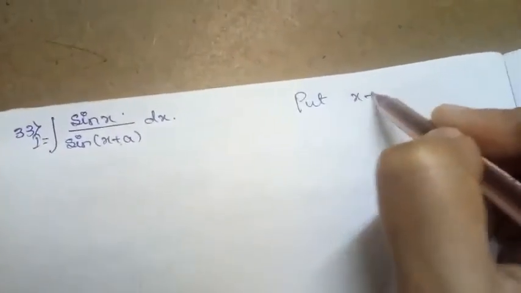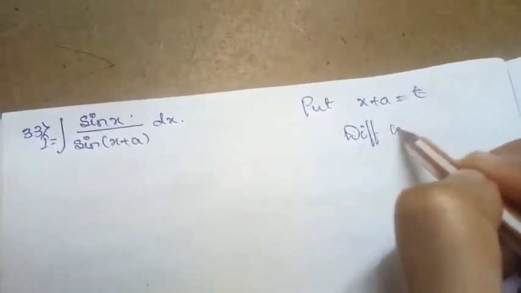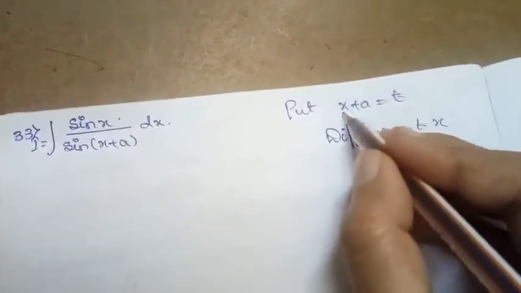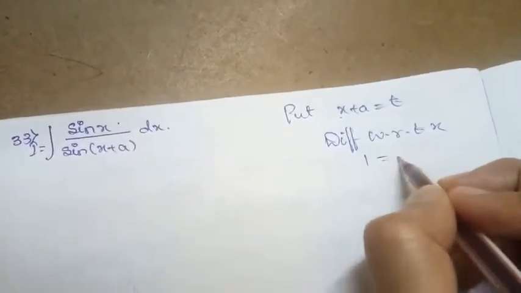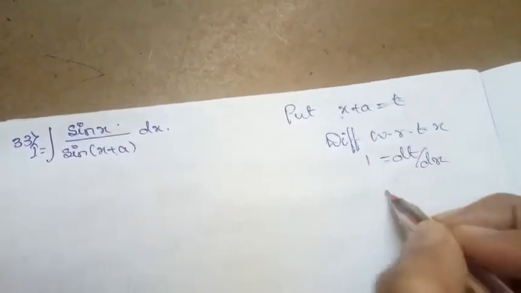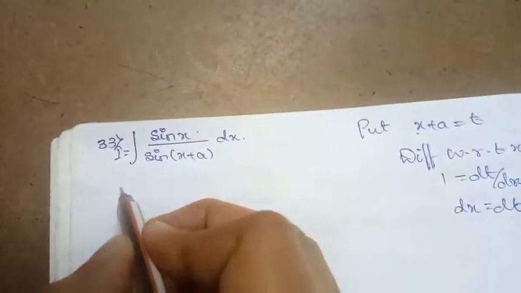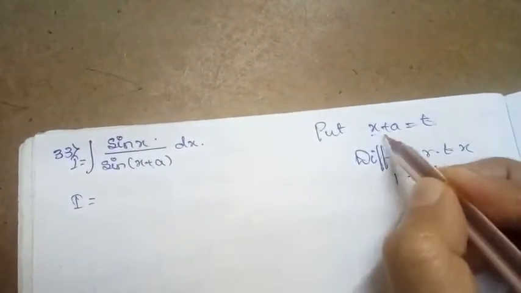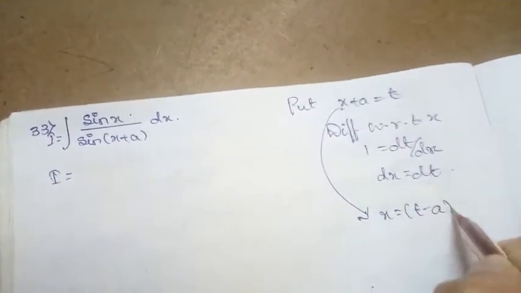So here what we are going to put is x plus a equal to t. Then if I differentiate this with respect to x, the differentiation of x with respect to x is 1, the constant is 0, which is equal to dt by dx, so dx is equal to dt. Since I have taken x plus a as t, this implies x is equal to t minus a.